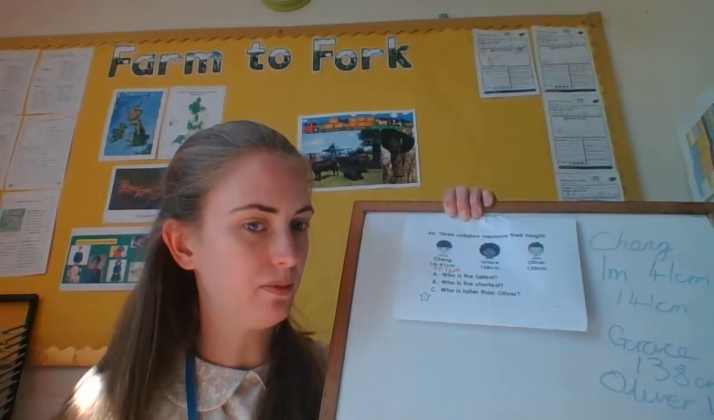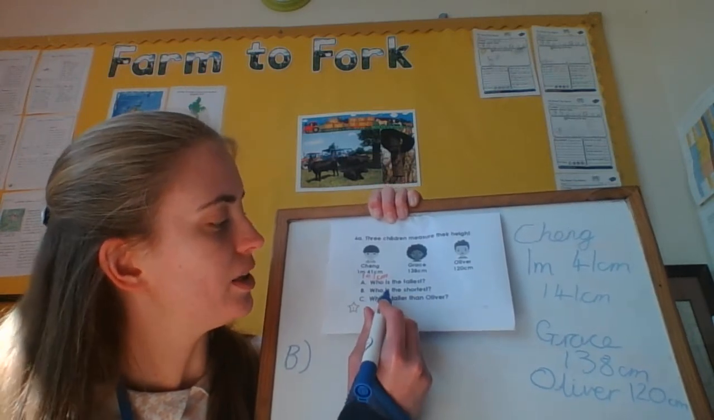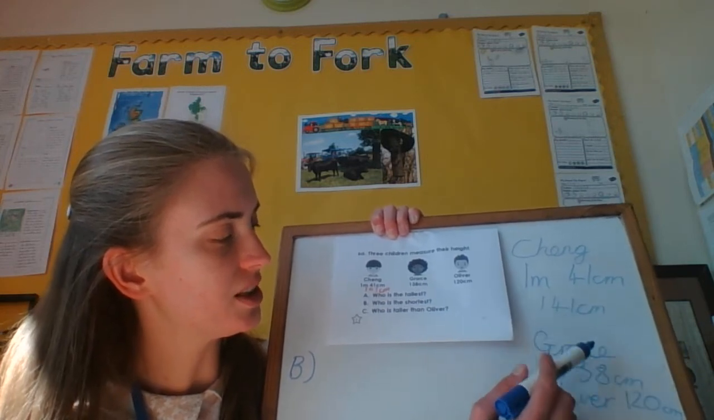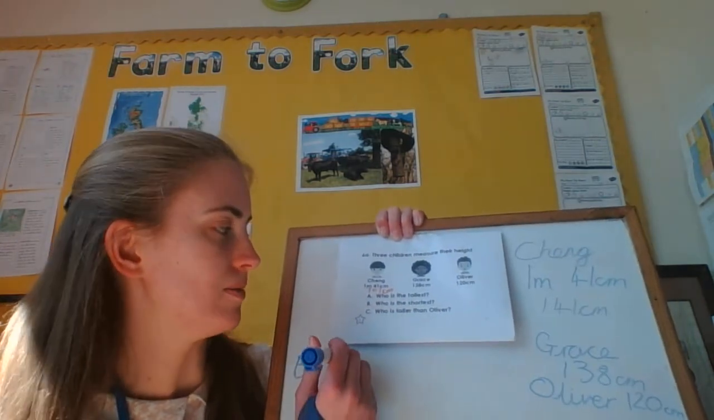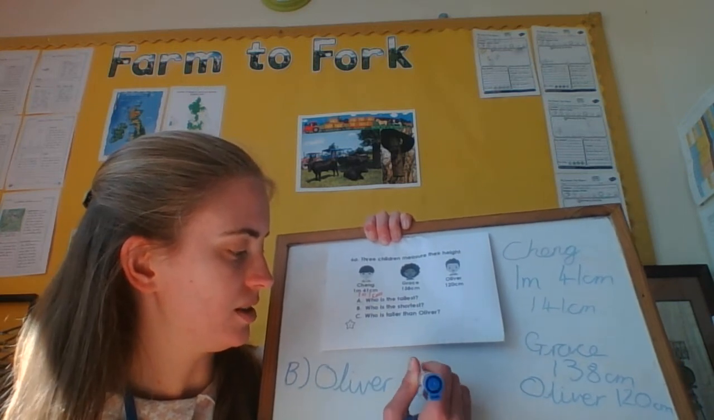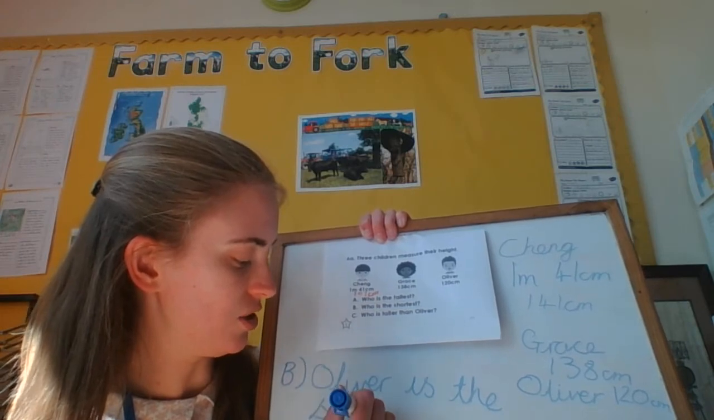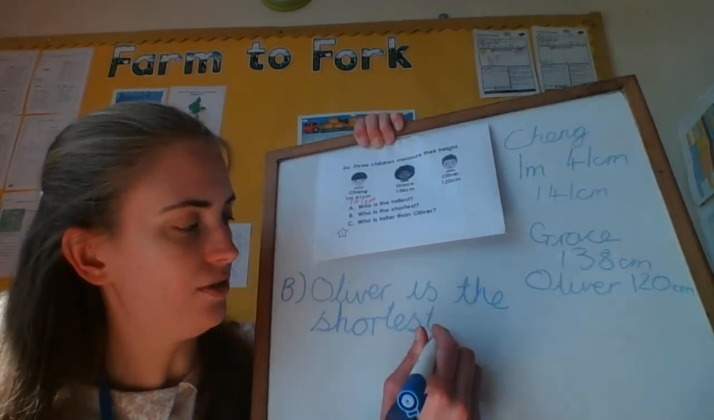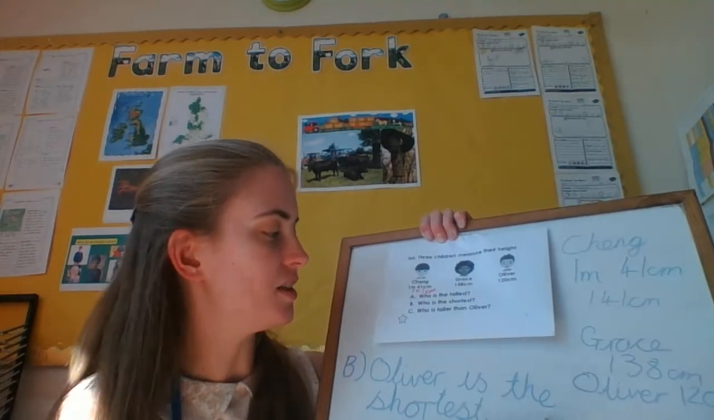Then move on to B. So I would have B. Make sure I fit all board in. B. So who is the shortest? So looking at these heights, which is the shortest measurement? Oliver. So Oliver is the shortest. Making sure I have a capital letter and then a full stop for my sentence. Oliver is the shortest. So I've done B.